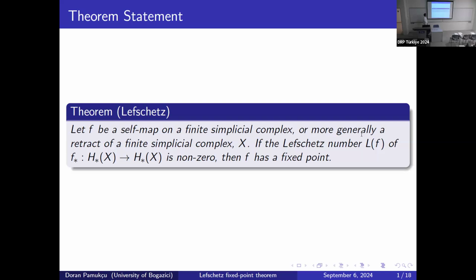Let f be a self-map on a finite simplicial complex, or more generally, a retract of a finite simplicial complex X. If the Lefschetz number, L(f), of f star, which is the induced function on the homology groups, is non-zero, then f has a fixed point. There may be some mathematical terms that are unfamiliar to you right now, but my goal in this presentation is to explain all of them to you.